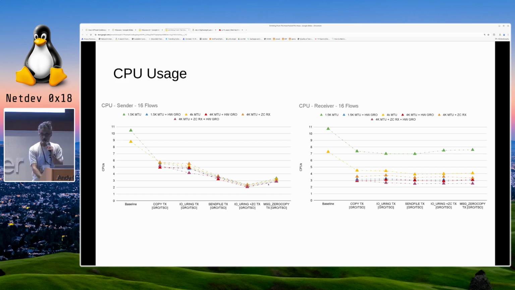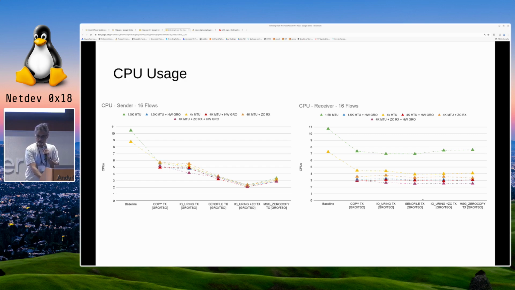Maybe I'll just make some observations. Message zero copy was consuming more CPU cycles than IO uring transmit. The other thing to note is hardware GRO gives you a lot of benefits, even at 1.5K MTU, in terms of how much CPU you're using. The throughput may not be going up, but the CPU is going way down. And on the receiver side, you can see that the number of cores that classical 1.5K uses is huge.